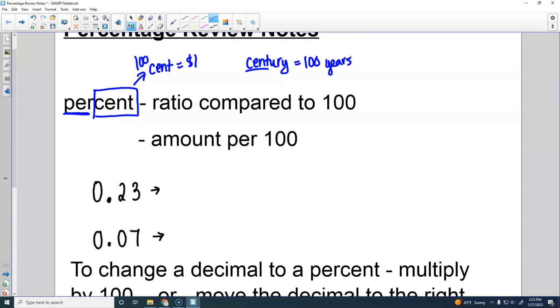I'm not sure about centaurs. I'm not sure if that's related or not. I'm not up on those, but there's a lot of other places that you may see this. That means 100. So it's your amount per 100. So when you hear something like 23% of students play sports, that means if you had 100 students, 23 of them would play sports, right? It sort of standardizes everything for if there were 100, right?